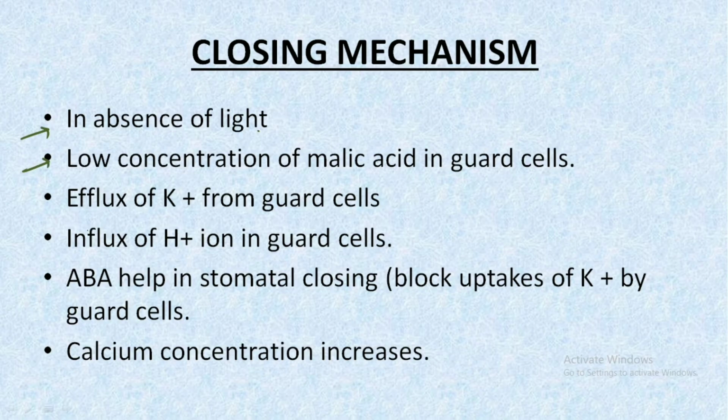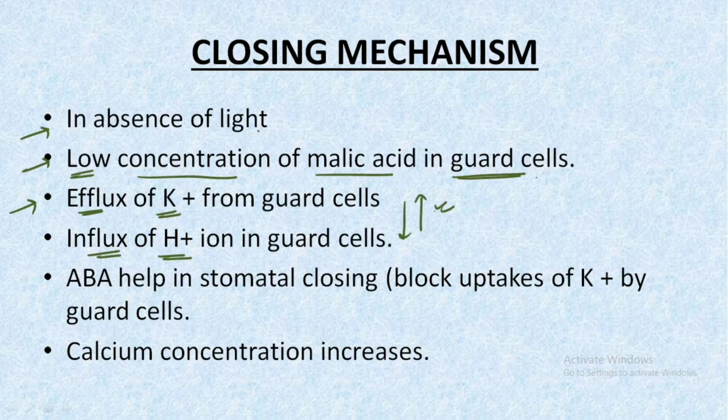So in the closing mechanism, the requirement is a low concentration of malic acid in the guard cells, and all the ions or all the components that entered the stomata during opening would be getting back to their original positions, finally leading to closing of the stomata. That is, in opening we had the influx of K+ ions. So in closing we have the efflux of K+ ions and the influx of H+ ions, in order to maintain the electrochemical gradient across the walls.